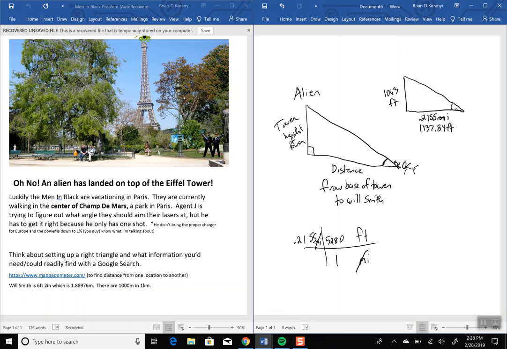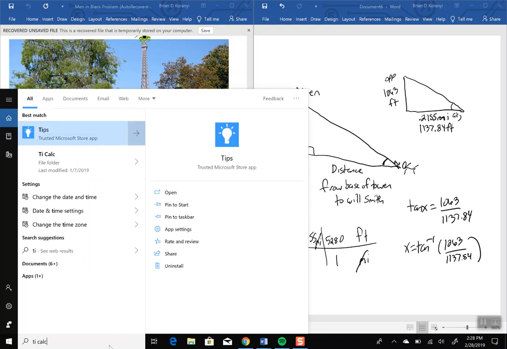Okay, so right now this angle is going from the ground, the base of the tower, up to that thing. So if we assume that Will Smith is on the ground, then to figure out this angle, this is the adjacent side, this would be the opposite side. So tangent of x is going to be equal to TOA, opposite over adjacent. And so that angle would be equal to the inverse tangent of 1063 over 1137.84. And if we do that, calculator.